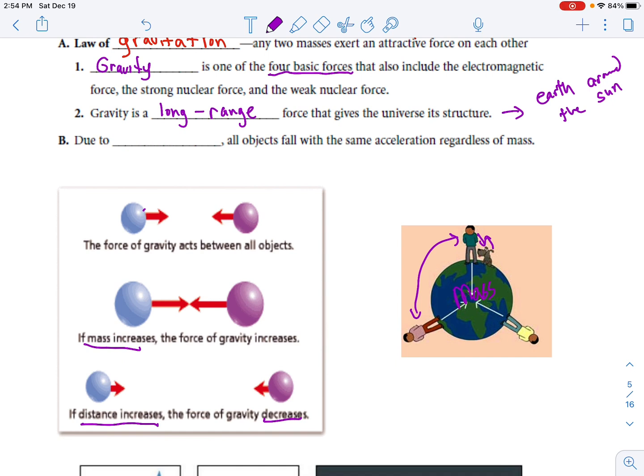What I'm thinking of comes later. So with this picture here, everything falls towards the biggest mass. Now, this word here in letter B is inertia, I-N-E-R-T-I-A. Don't worry too much about that. But everything falls. I want you to highlight this. Everything falls with the same acceleration regardless of mass.